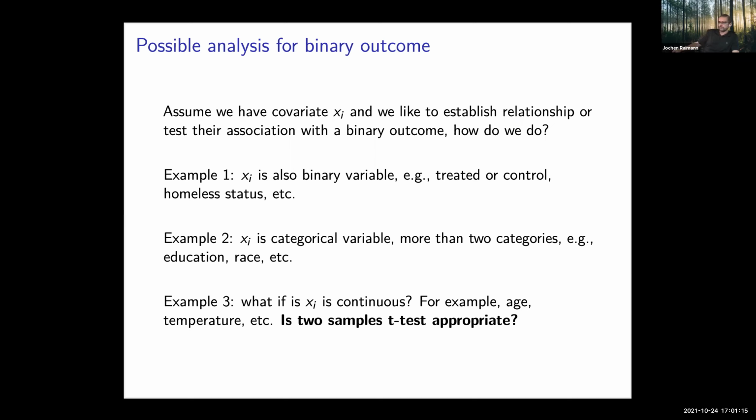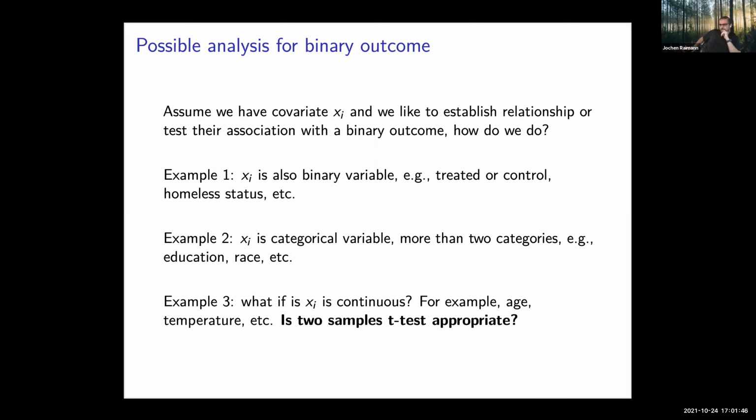Then we have example 2. We have a categorical variable with more than 2 categories, meaning we have hospitalization, yes, no, explained by education, race, etc., etc. So this is one way to look at it. All of this can be modeled by logistic regression as well. And now, what is the scenario when we have xi as a continuous variable? It's a little different, right?